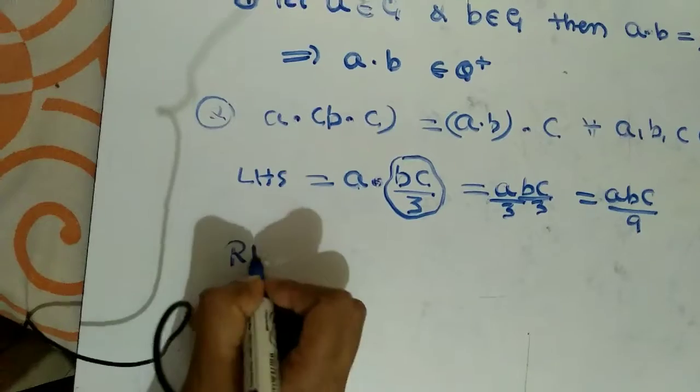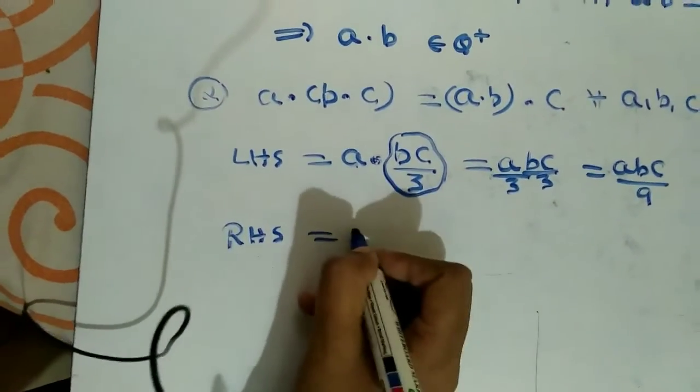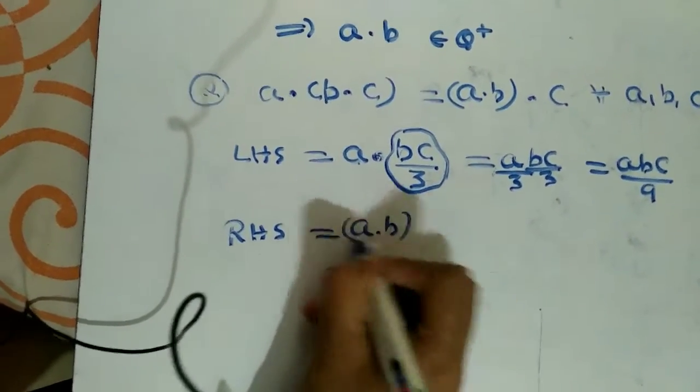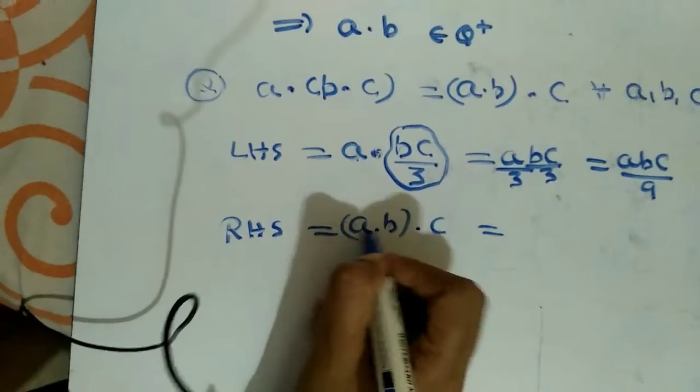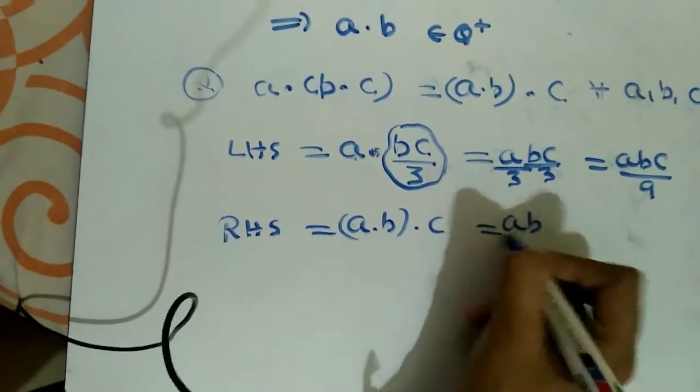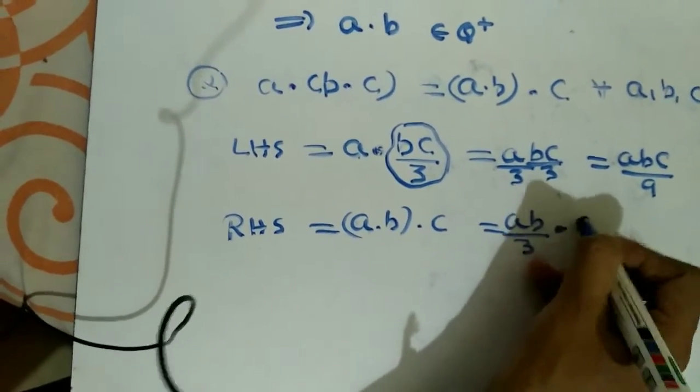And if you check it for the RHS, you will get the same here also. A composition b composition of c. First write a composition b, which is ab divided by 3, composition of c.